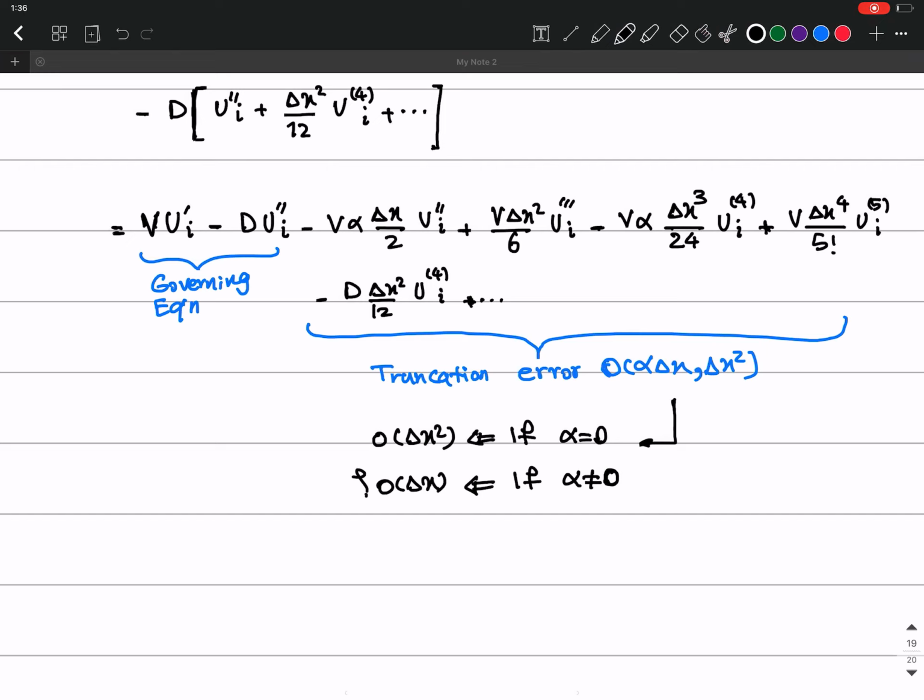And now I want to answer this question: what is going to be the order of this approximation if alpha is not 0 and we are actually using a variable weighting scheme? And the answer is that it depends on alpha. Okay, so let's investigate that.